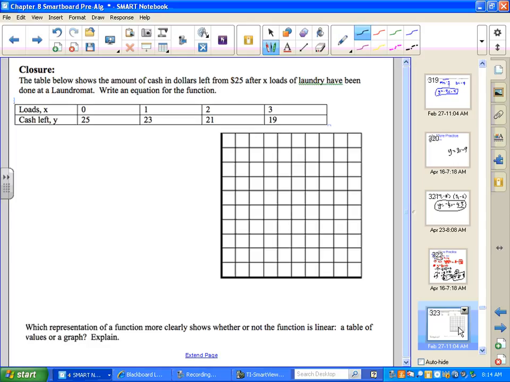Careful, that's not right. Your slope's not right. Pick 2 points, find slope.